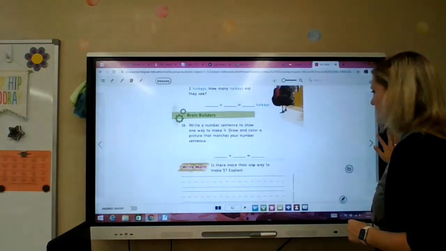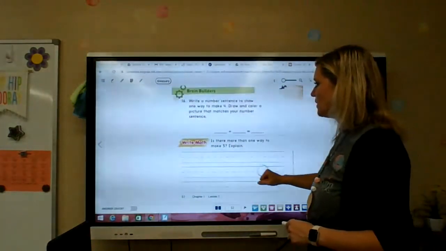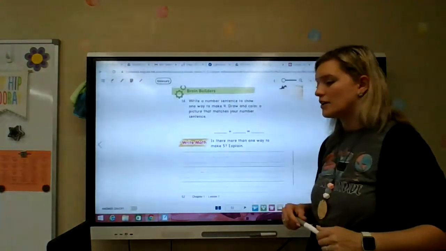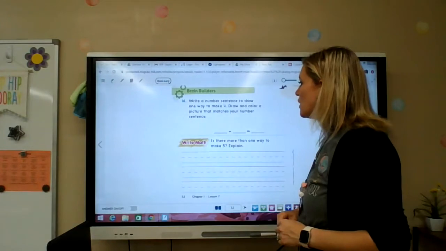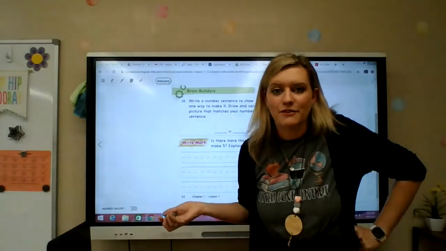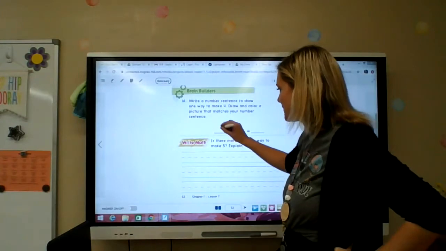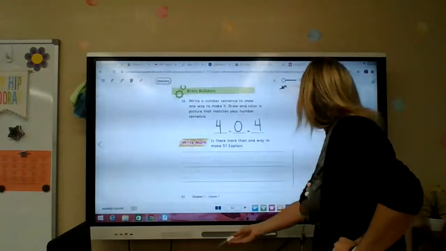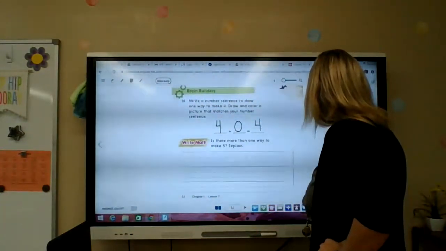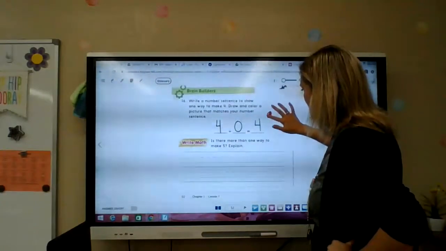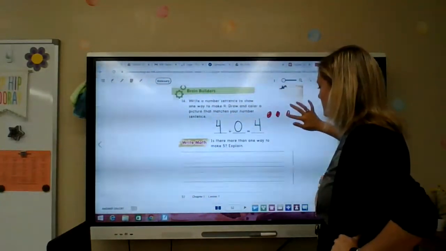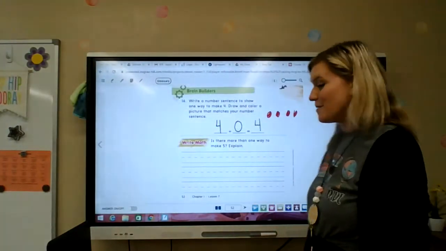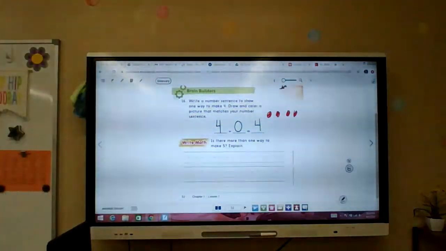I'm going to move my page down a little bit. Write a number sentence to show one way to make 4. So you get to choose a way to make 4. And then try to draw and color a picture that matches it. So, let's see. I'm going to try a different way to make 4. We've talked about it all day, but we haven't tried it yet. I want to do 4 plus 0 equals 4. And then I would choose to make all of my circles red. 1, 2, 3, 4. We talked about it, so I really wanted a chance to make it with my red dots. Okay, go ahead and take a look at that now.